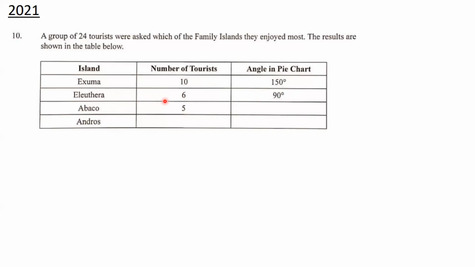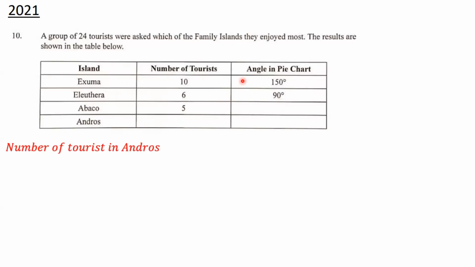And then we have Abaco, which is 5 tourists, and we don't know the measure of the angle that it accounts for. And for Andros, we just don't know anything. So we have to fill out these numbers before doing anything. We have to complete the table.